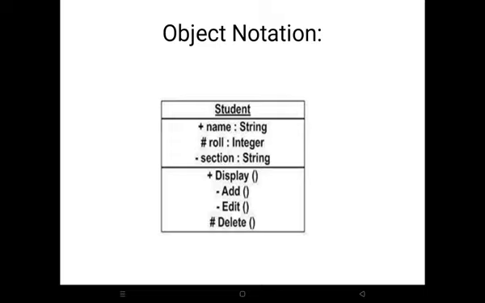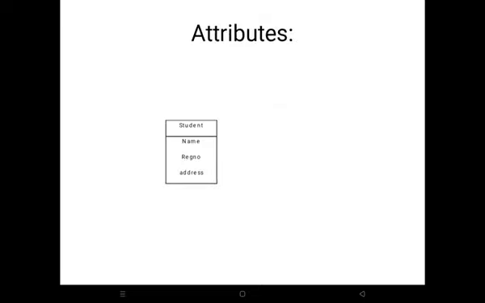It's very similar. The object also consists of three compartments. The first compartment is the name of the object. The second compartment is the attributes. The third compartment is the methods. The only difference between the class notation and object notation is that in the object notation the name is underlined. That's all.